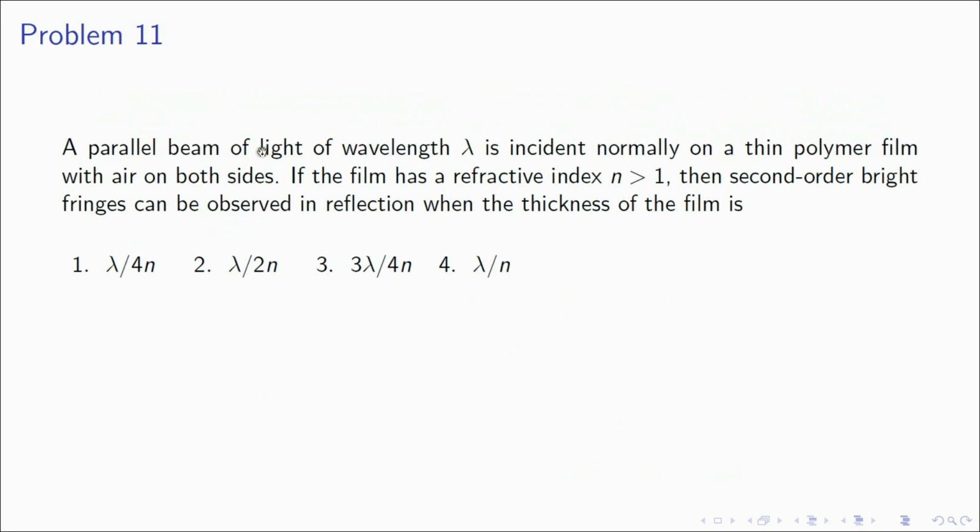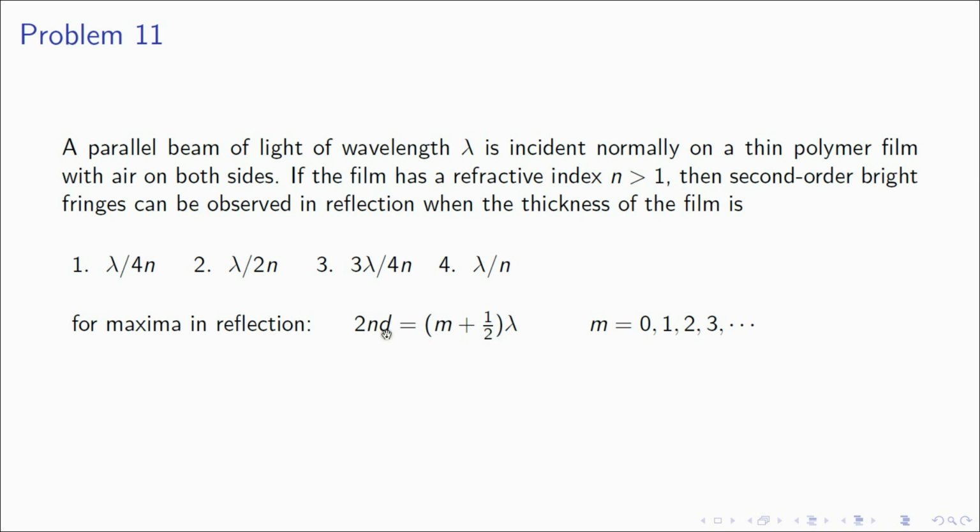Okay, so next problem, it says a parallel beam of light of wavelength lambda is incident normally on a thin polymer film with air on both sides. The film has a refractive index n greater than 1, so the second order bright fringes can be observed in reflection when the thickness of the film is what? So for reflection, if you notice the condition for maxima is 2 n d is equal to (m plus half) lambda, so there is an extra term half which is not there if you consider the transmission case. So this half lambda term is there because when the light reflects back from the film there is a phase change of pi, so this denotes that. So if you don't write this term, you will get a wrong answer. So you have to be a little bit careful.